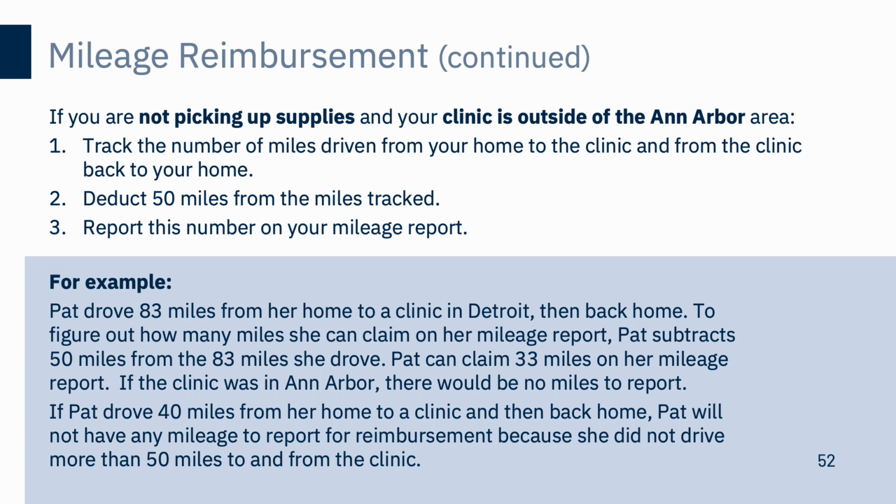For example, Pat drove 83 miles from her home to a clinic in Detroit, then back home. To figure out how many miles she can claim on her mileage report, Pat subtracts 50 miles from the 83 miles she drove. Pat can claim 33 miles on her mileage report. If Pat drove 40 miles from her home to a clinic and then back home, Pat will not have any mileage to report for reimbursement because she did not drive more than 50 miles to and from the clinic. The clinic Pat drove to was in Detroit. However, if the clinic had been in Ann Arbor, Pat would not report any miles.